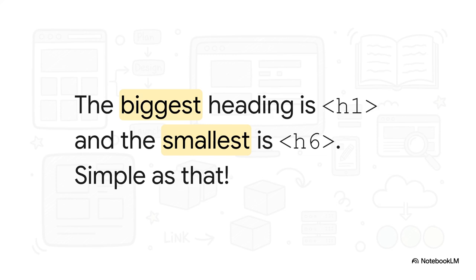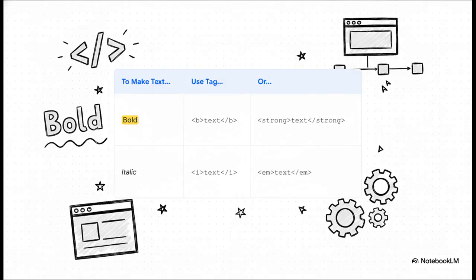And as the number goes up all the way to H6, the heading just gets smaller and less important. Need to make some text pop? To make it bold, you can use either the <b> tag or the <strong> tag. For italics, you can use <i> or <em>. Now, they look the same, but there's a small difference. Strong and em also tell search engines that the text is important, not just styled differently.